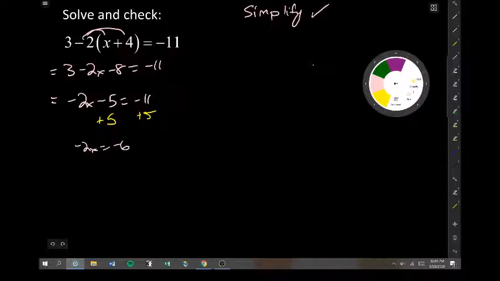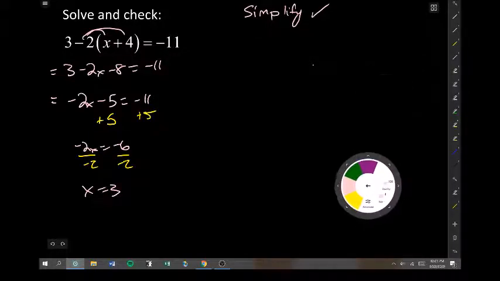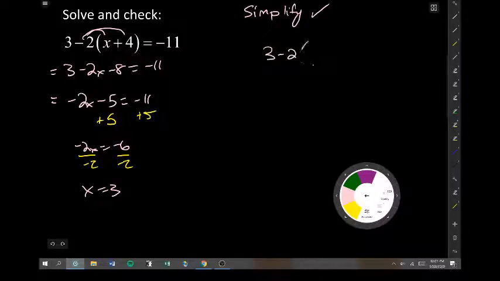Notice how I'm not saying these things are equal to each other anymore. I didn't put an equal sign over here because I've actually changed the value. Negative 2x minus 5 is not the same as negative 2x, so I don't put an equal sign. Divide everything by negative 2, and I get that x equals 3. I have solved. I'm now going to check.